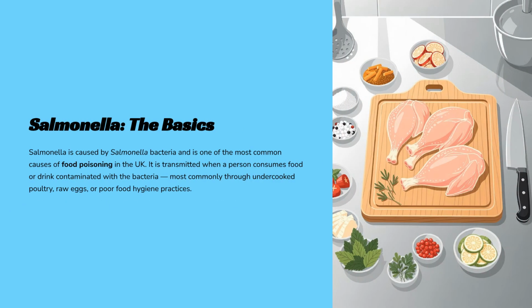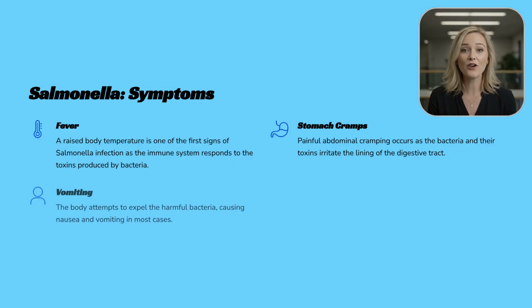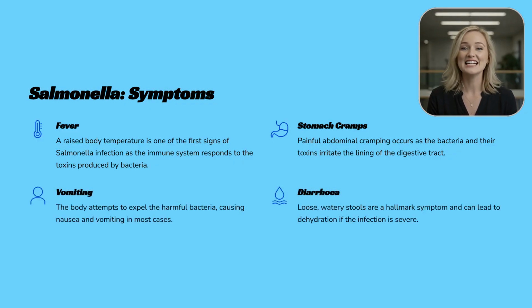Let's start with Salmonella. This is a common cause of food poisoning in the UK. It is transmitted when people consume contaminated food or drink, often due to undercooked poultry, raw eggs, or poor food hygiene. The symptoms of Salmonella include fever, stomach cramps, vomiting, and diarrhea. These symptoms occur as the body's immune system responds to the toxins released by the bacteria, which also irritate the lining of the digestive tract.